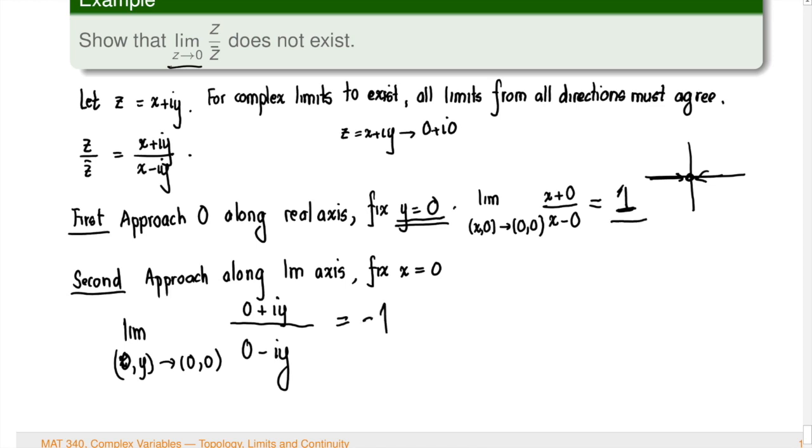So do these limits agree here? No, right? So since limits don't agree, the limit does not exist.